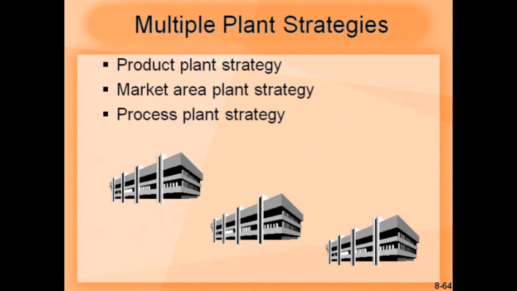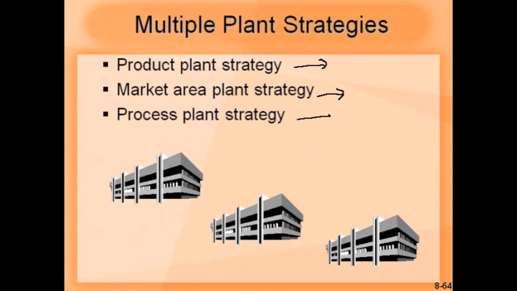Multiple plant strategies. Now, product plant strategy, the first one, is where entire product lines are in separate plants. So you have entire product lines catering to a segment of customers, and they make separate plants for that. So that's called product plant strategy. Second one is market area plant strategy. Now, market area plant strategy relates to plants designed to serve a particular geographic segment of the market. So that's the second one.